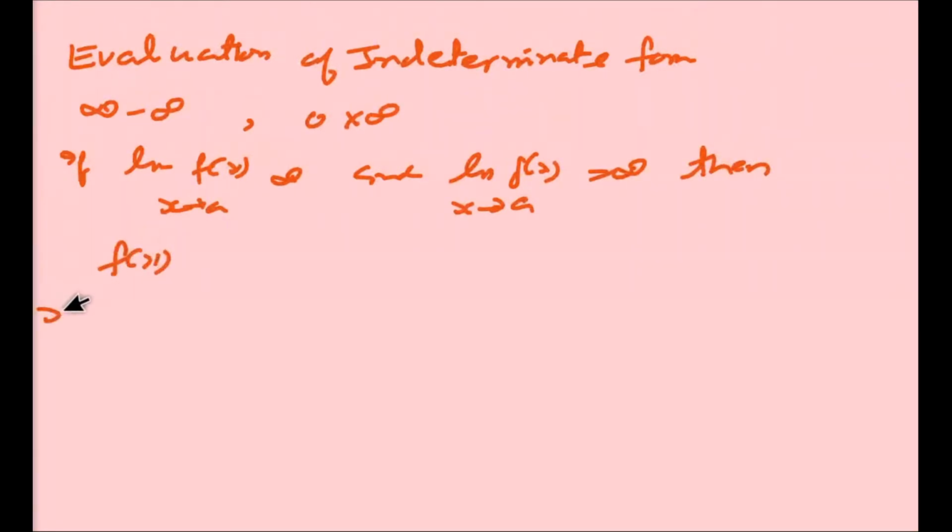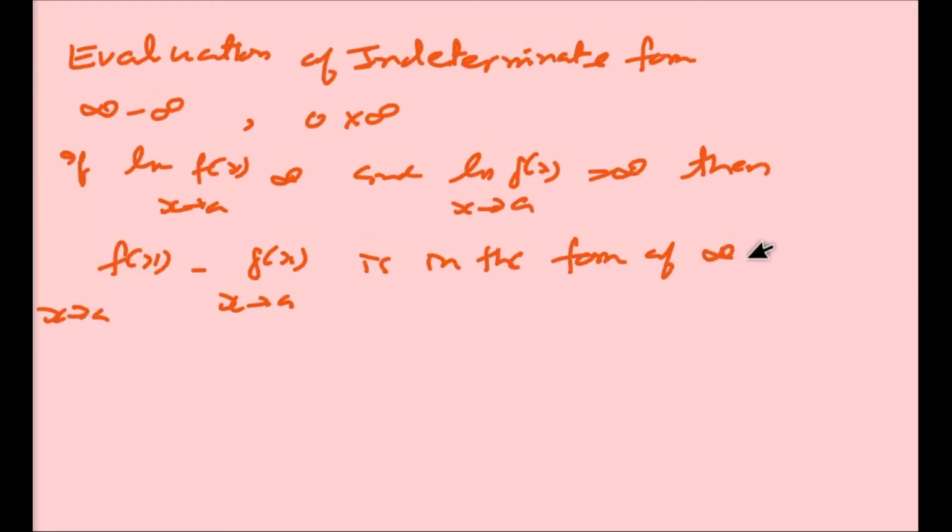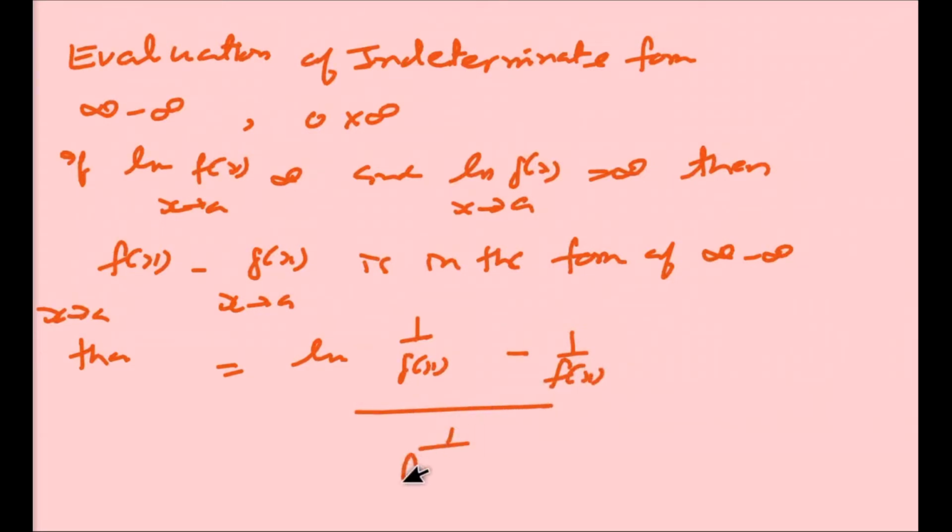then limit f(x) minus limit g(x) as x tends towards a is in the form of infinite minus infinite. Then it can be written as limit (1 upon g(x) minus 1 upon f(x)) upon (1 upon f(x) g(x)).